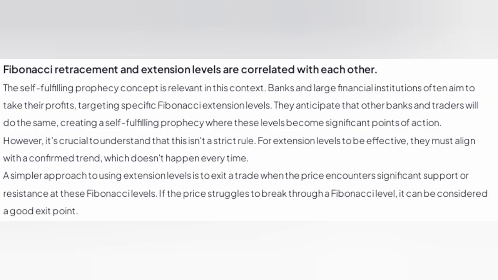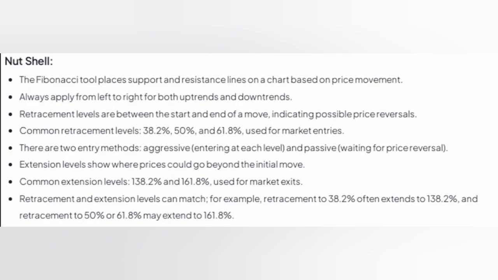In a nutshell, the Fibonacci tool places support and resistance lines on a chart based on price movement. Always apply it from left to right for both uptrends and downtrends. Retracement levels are between the start and end of a move, indicating possible price reversals. Common retracement levels are 38.2%, 50%, and 61.8%, used for market entries.